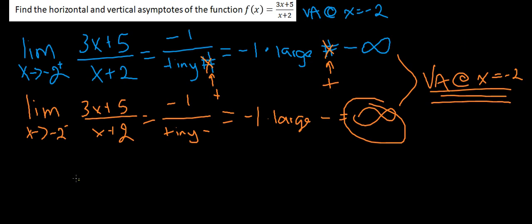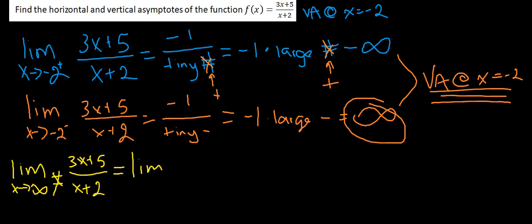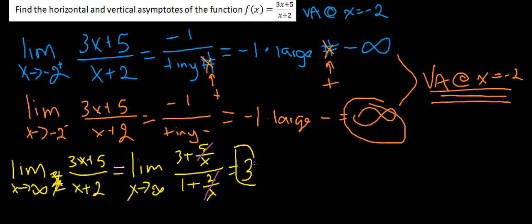How about a horizontal asymptote? Well, horizontal asymptotes occur when x approaches either positive or negative infinity. So let's do positive infinity first. When x approaches infinity, 3x plus 5 over x plus 2, what's going to happen in this case? I'm going to divide by the biggest power of x, which is just x to the first power. So we're going to get 3 plus 5 over x over 1 plus 2 over x, and these terms are going to go to 0, so they will go away. And the limit of a constant is just that constant. So the limit as x approaches infinity is 3.